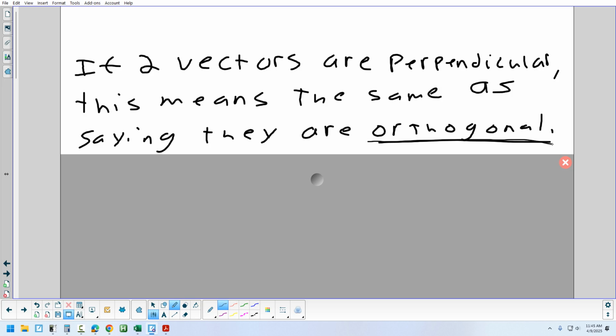When we talk about vectors being perpendicular, there's another word we use. Anyone think they know how to say that? Orthogonal. Yep, it's orthogonal. So orthogonal means perpendicular. Why do they use that word when they talk about vectors? I don't know. But they decide to use a different word. It just means the angle is 90 degrees.